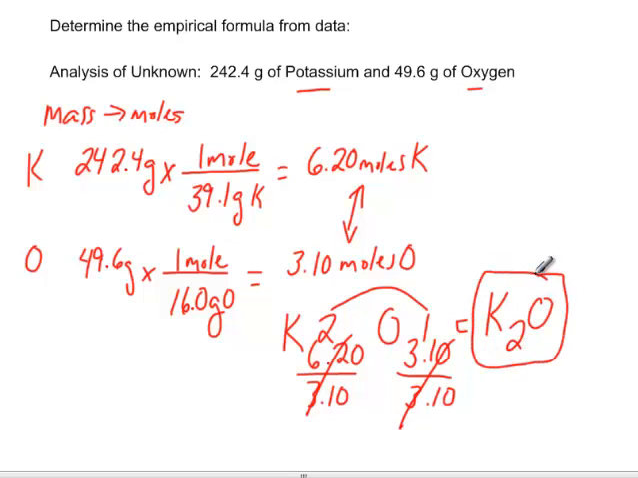So you're not always going to get 1-to-1 ratios when you end up converting to moles. You always take those values, divide through by the smallest, and that'll get you the simplest whole number ratio, otherwise known as your empirical formula.